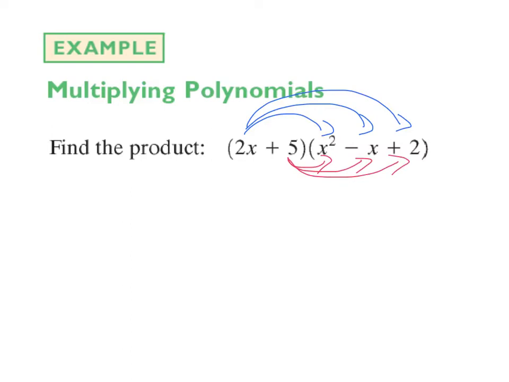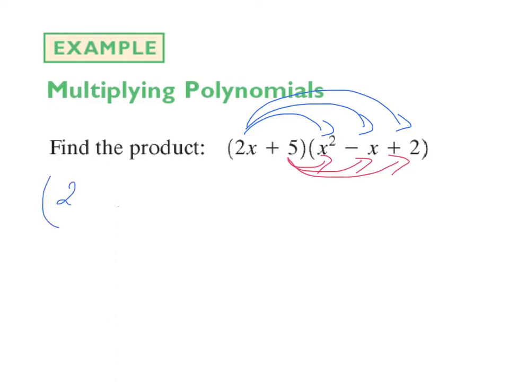2x times x squared is 2x cubed, and 2x times negative x is minus 2x squared. Now 2x times, let me do it slowly here. Let me go step by step, to make sure that everybody got the idea here.